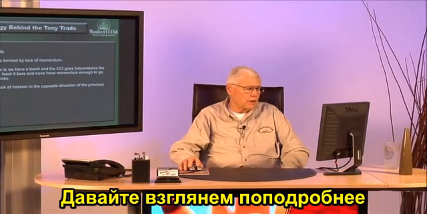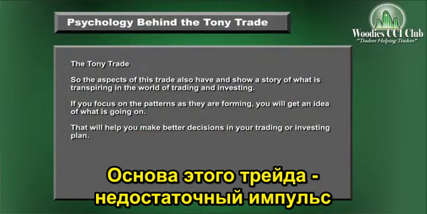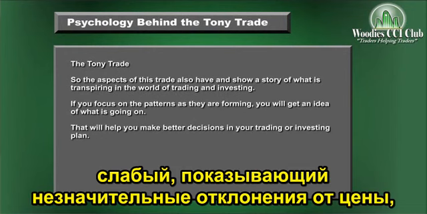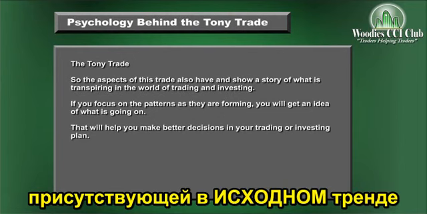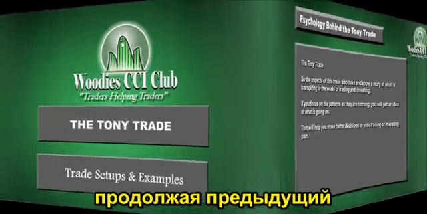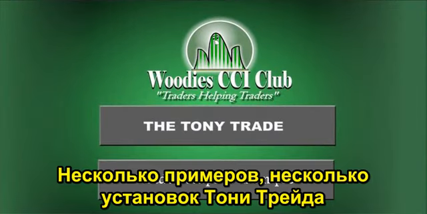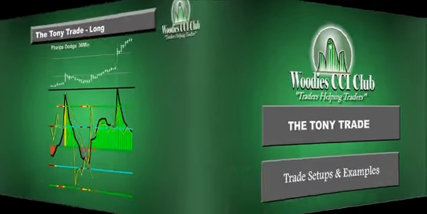So let's take a look at a little bit more about that. The psychology I just mentioned, it's a lack of momentum, showing very weak bias, a different bias from what the original trend was, and then we continue along with the trend that was there prior. So these are some trade examples, some setups of the Tony trade.